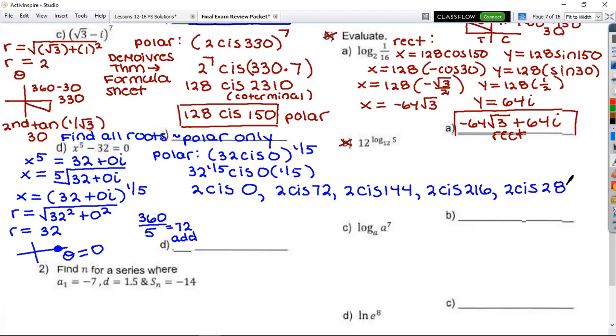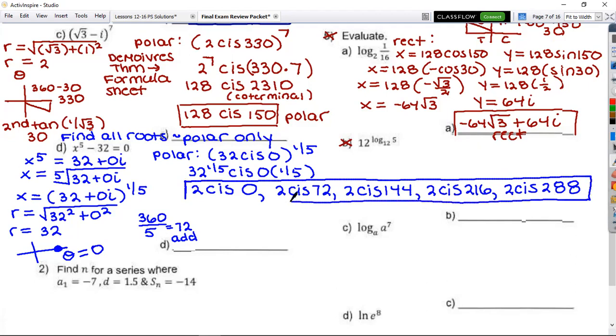And then you're done. And I'm not going to make you do that rectangular as well because you would have to do this 5 times. And again, it's just tedious. It's not difficult, but it's a lengthy process. So here are your answers in polar. It's quick once you get it. And you just kind of do your addition there. So this is polar.